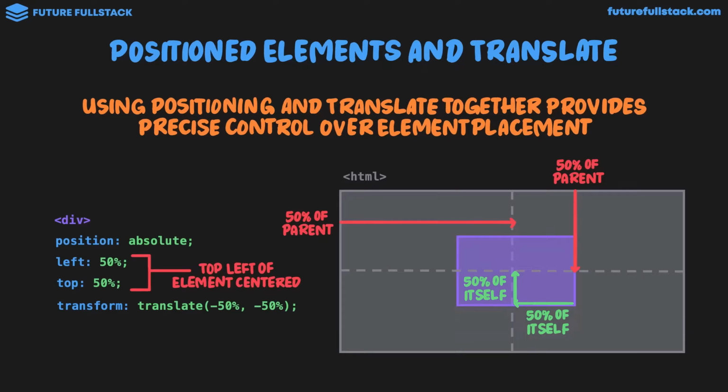So this is a good demonstration of using offset properties with positioning and translate, and how you can use them together to achieve precise placement of elements on your web page. Let's go play around with this inside VS Code.